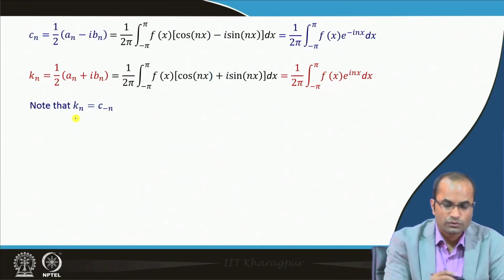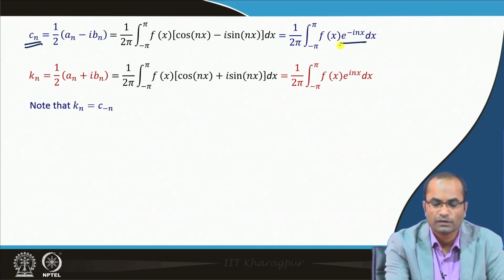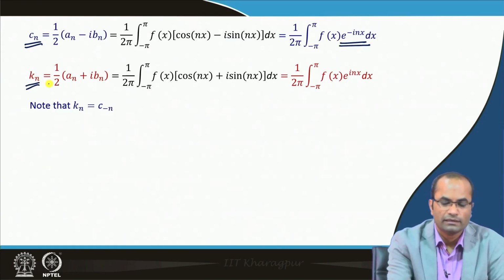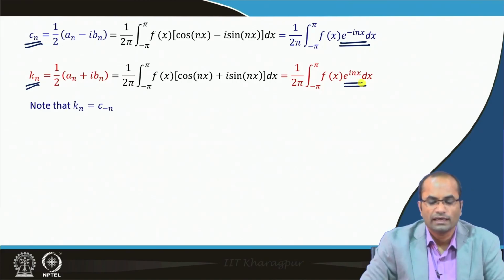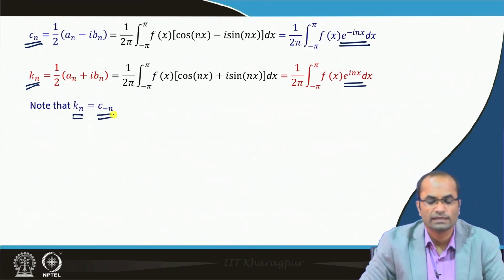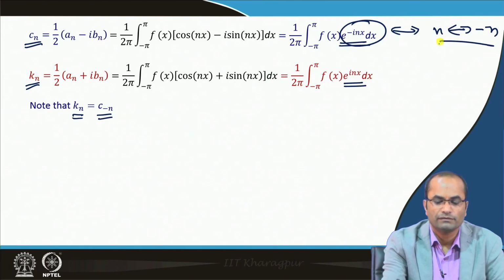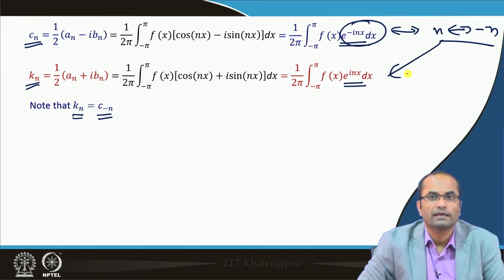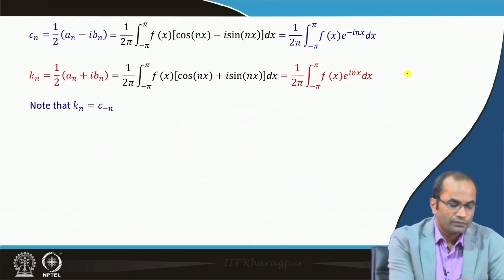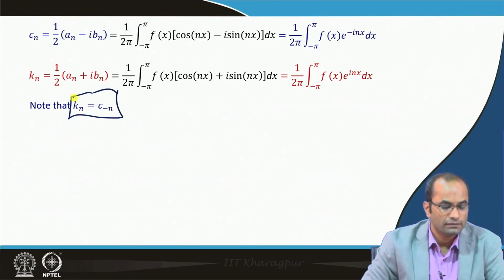What we should also realize now is that for c_n the expression has e^(minus inx), and for k_n it is e^(inx). So, the only difference is with the sign. So, we can say that k_n is equal to c_minus n. If we replace n by minus n, then we will get exactly k_n there. So, we have this relation between k_n and c_n.